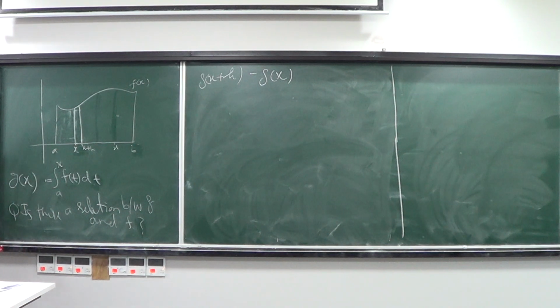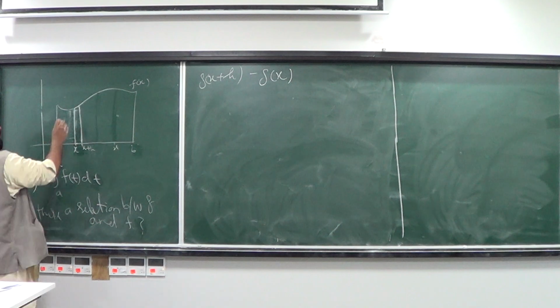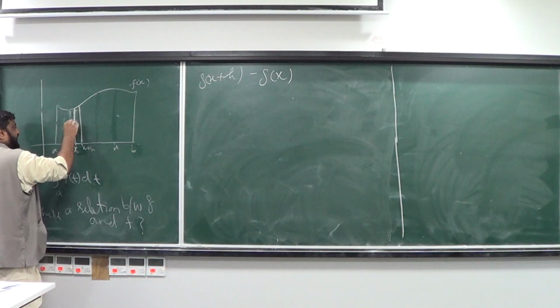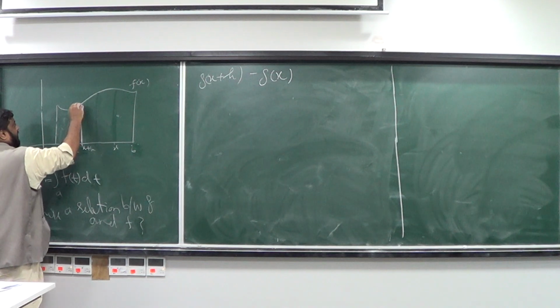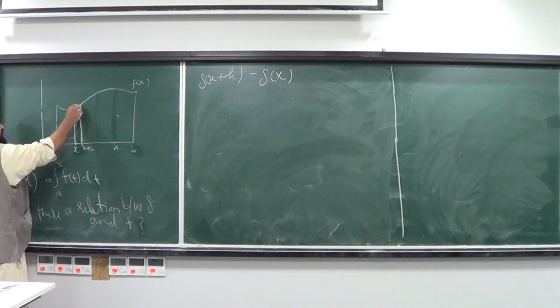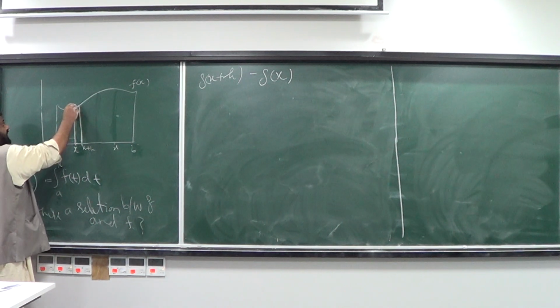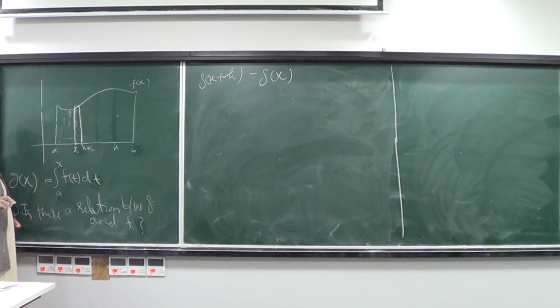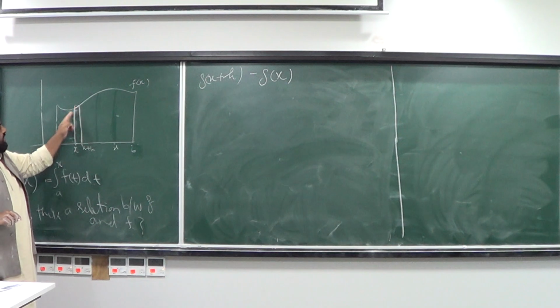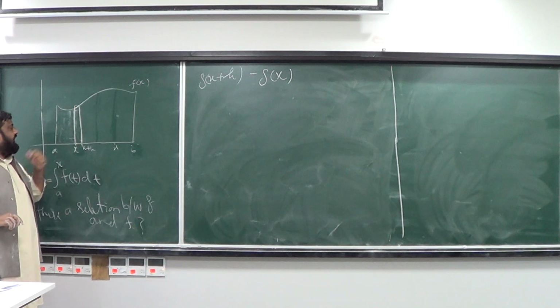Now if you see carefully, if I approximate this area by, for example, this rectangle, this is the original area, while this is an approximation. I can approximate this difference by the area of the rectangle. Now what would be the area of this rectangle?